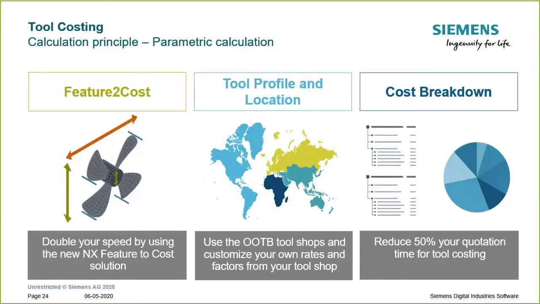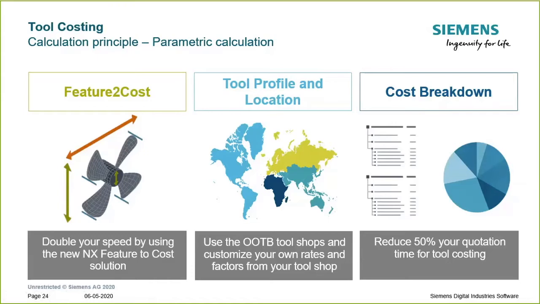In step one, you import the feature, the geometry. In step two, you only need to choose the profile and location. And in step three, you click calculate, and the parametric solution will get the result for you. Of course, you will need to select the technology and the tool build location, but all the results and all this process with the parametric solution can be tuned and configured.